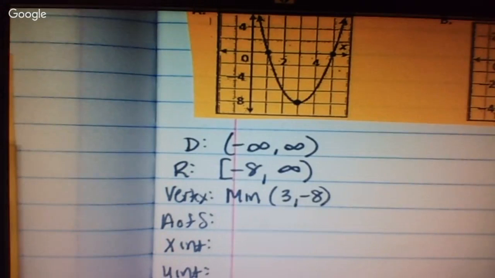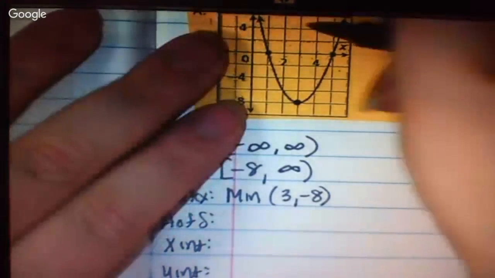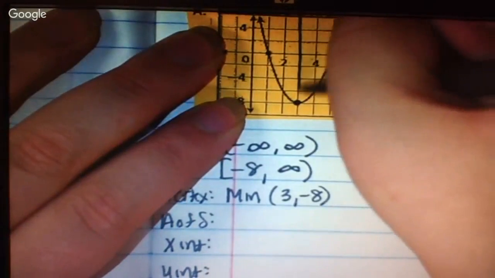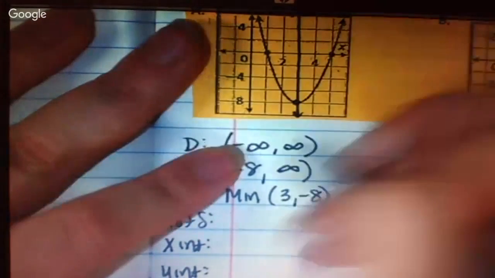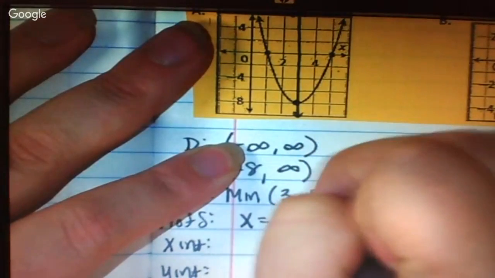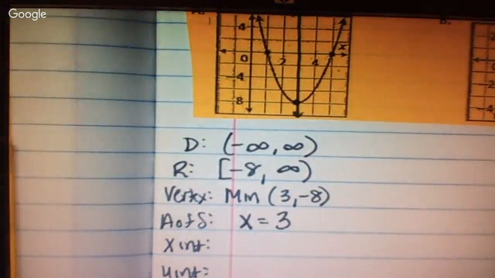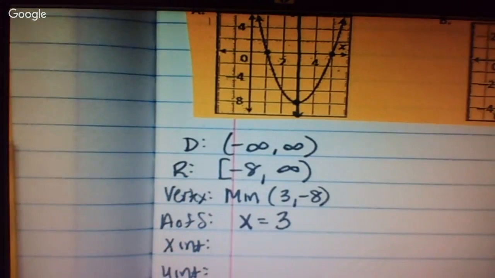Okay. Axis of symmetry. Remember, that's your vertical line that drops through your vertex. So that is this line right here. That's x equals 3. Please don't ever just give me 3. It needs to be a line, so you must have that x equals there.